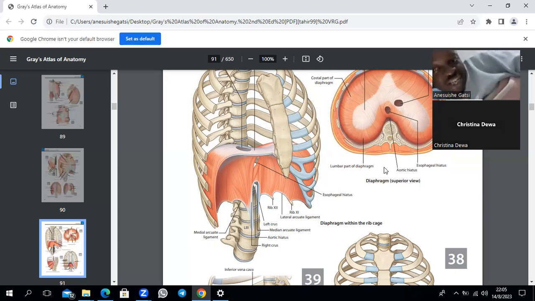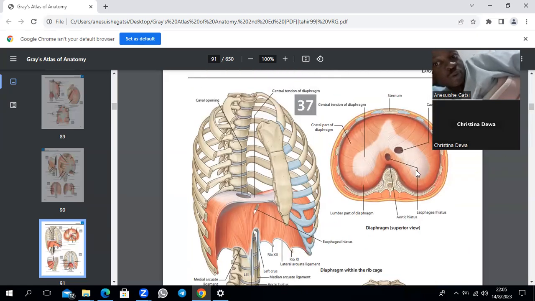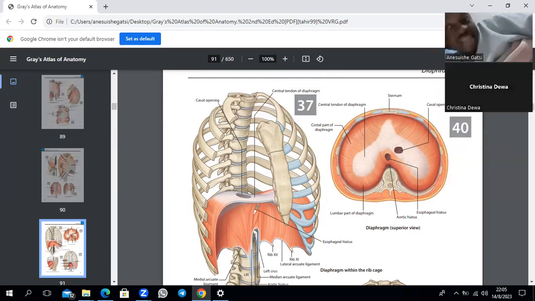Then insertion: the diaphragm inserts into this central tendon, this whitish region here, which we call the central tendon, right? And remember I said that the diaphragm separates the thorax from the abdomen. So things that need to move between the thorax and the abdomen pierce through the diaphragm. So we have three major openings and about 9 minor openings. I'll tell you the major openings, and the minor ones you can look up if you want.